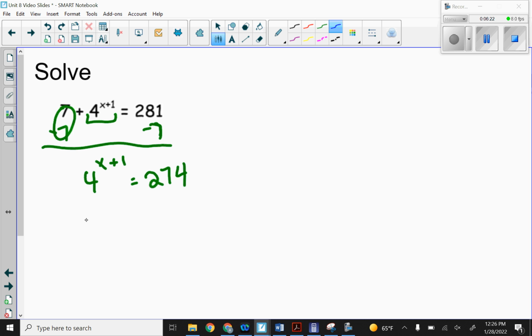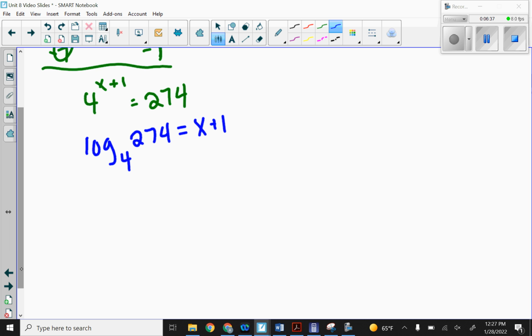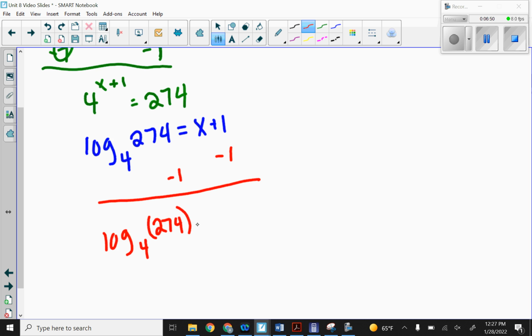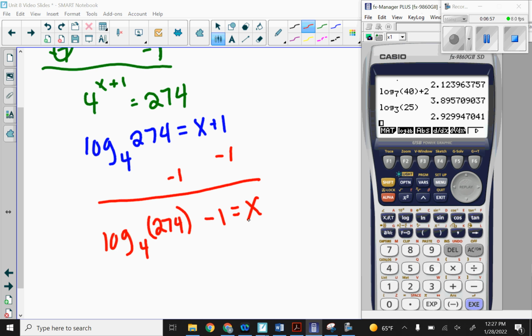And now we can write it in log form. Log base 4 of 274 equals x plus 1. X is not by itself here, so we want to subtract 1. So log base 4 of 274 minus 1 equals x. So now we can plug this in our calculator because x is by itself.